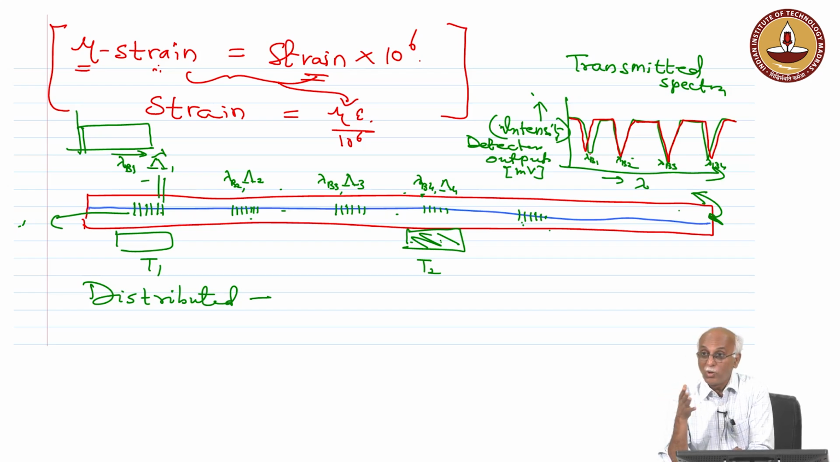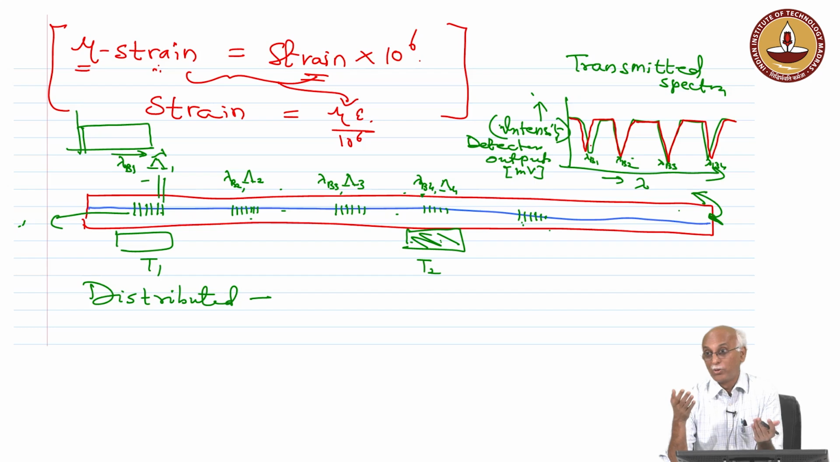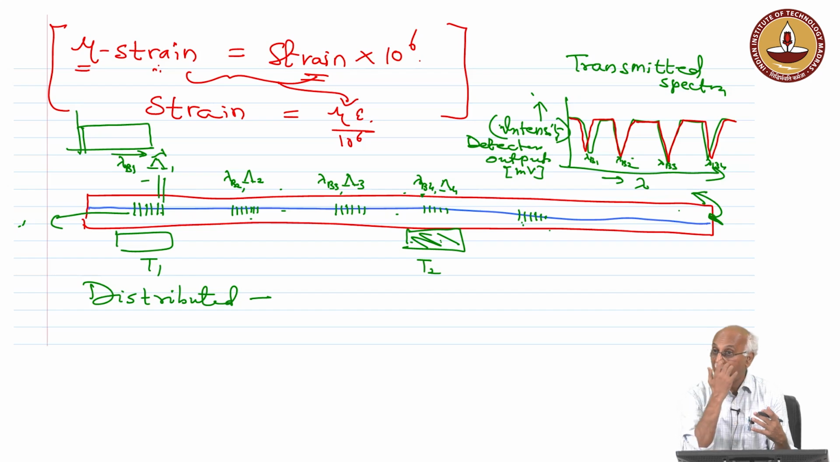Of course, you will not be able to distinguish whether it is temperature induced or strain induced, because both will induce some wavelength change. But you can keep one fixed as a parameter and then try to capture the other information. So it is possible to use it this way. This fiber Bragg grating also allows such distributed measurements.